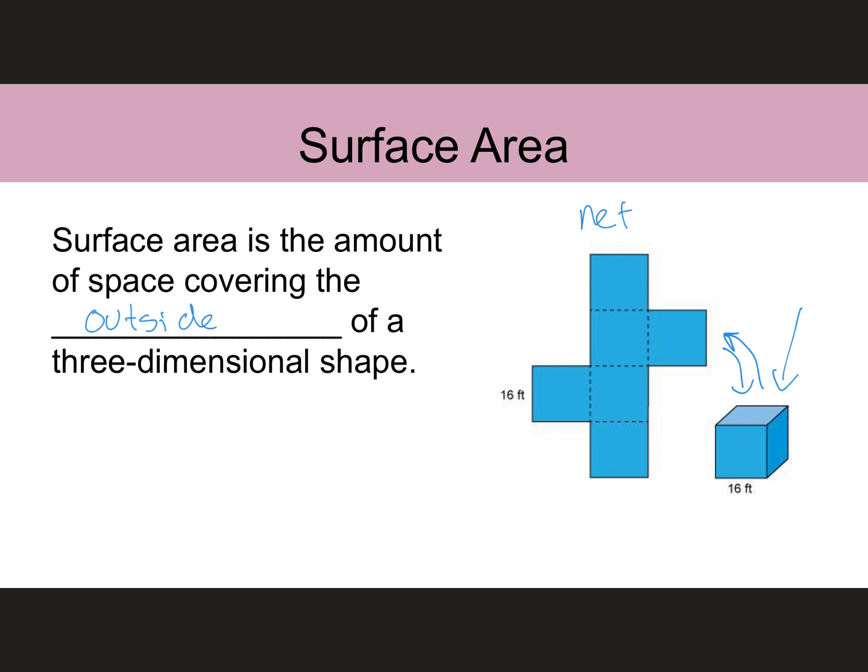To find, for example, one side of this cube, I would do 16 times 16, and I'd be able to find the area of just that piece. And then if I multiplied it by 6, I'd be able to find the total surface area that is on the outside of my cube. So let's go ahead and practice a couple.